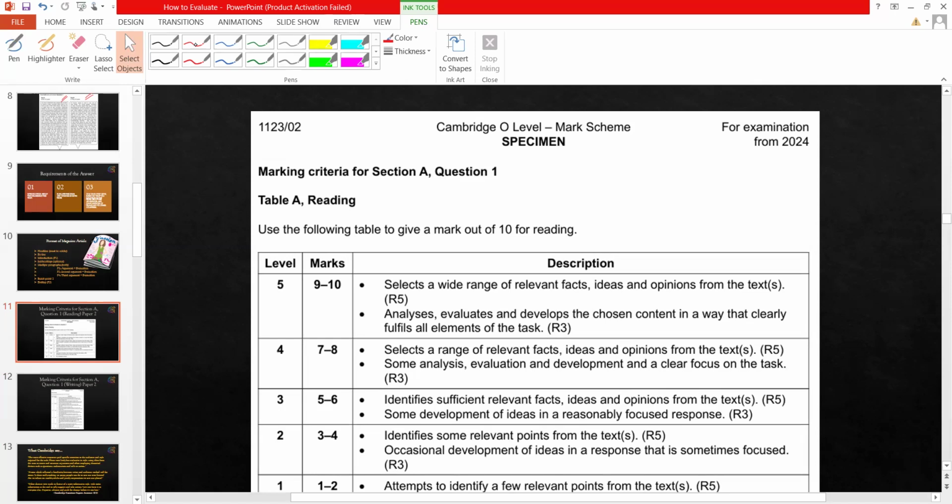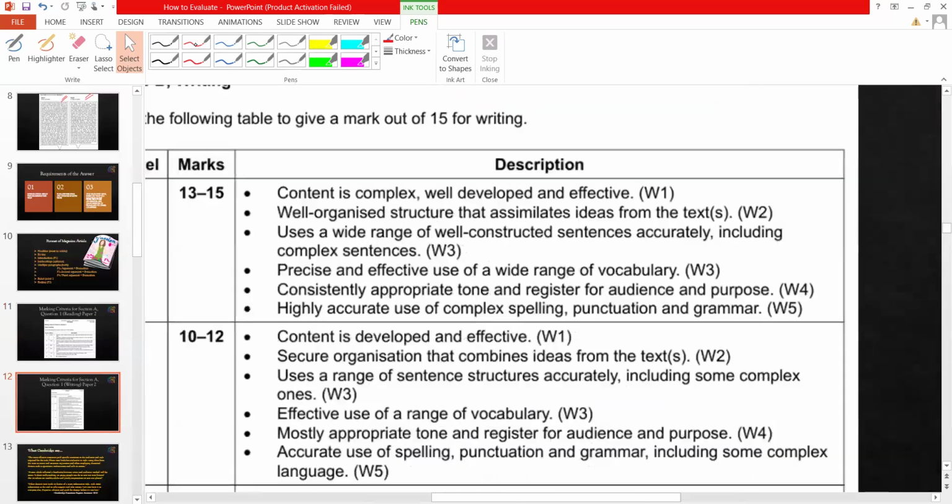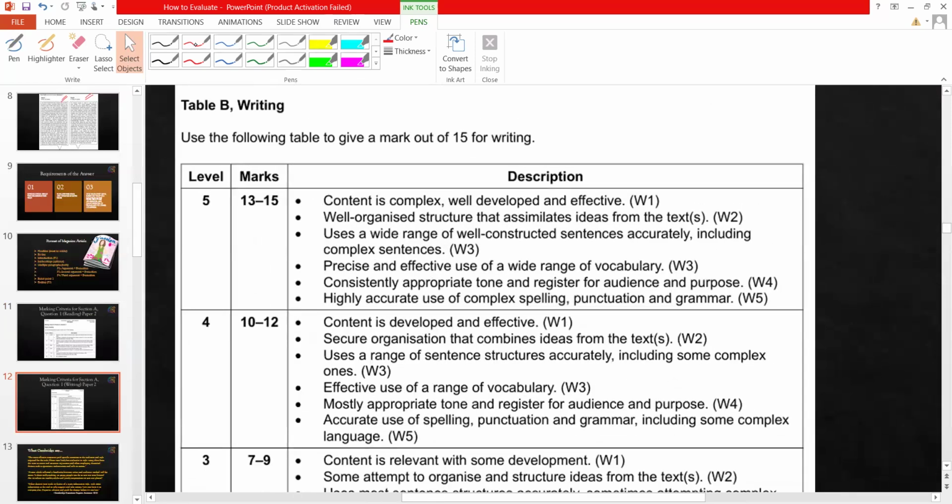Okay, now moving on to the next part. Here 15 marks are allocated for the style of your writing. Now, content is complex, well developed, and effective. That means don't write any rubbish there. Whatever idea you are selecting, whatever point you are selecting, you must write on it. And everything should be logical. Whatever you are writing should be logical. Okay, it should make sense.